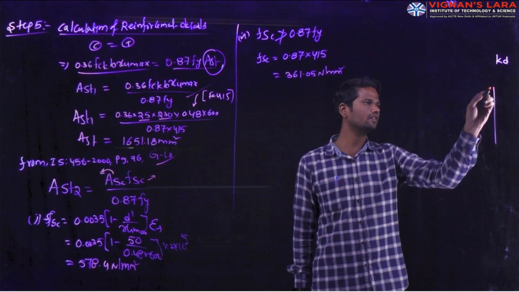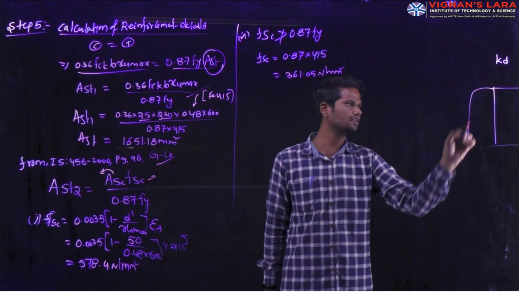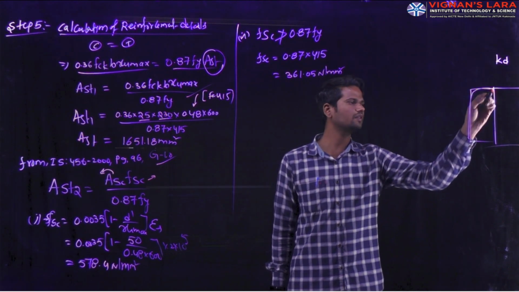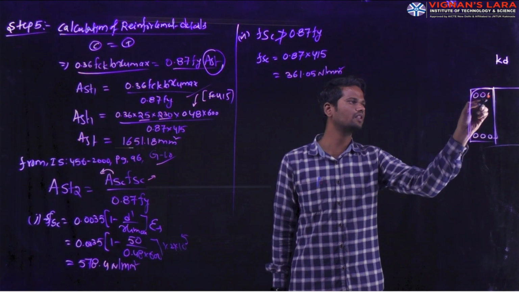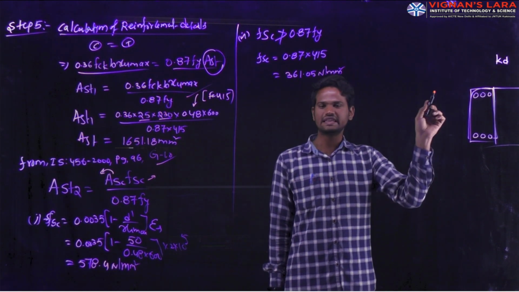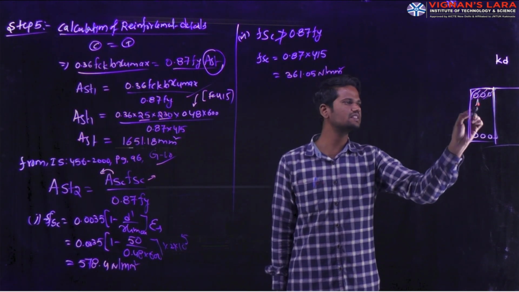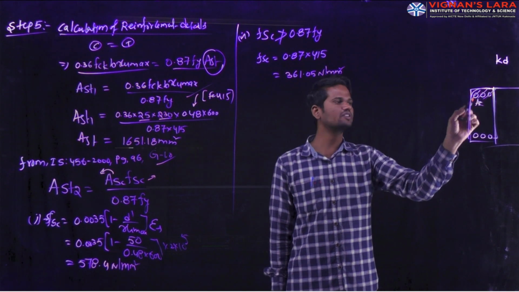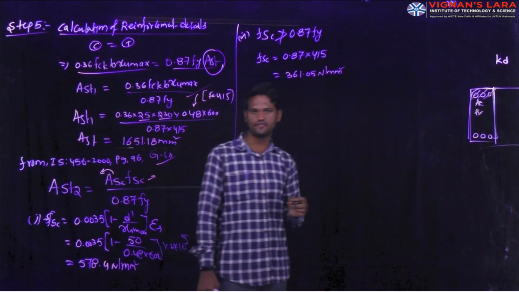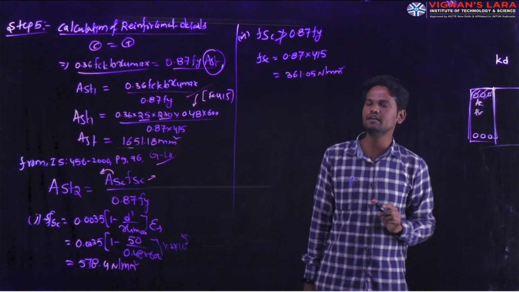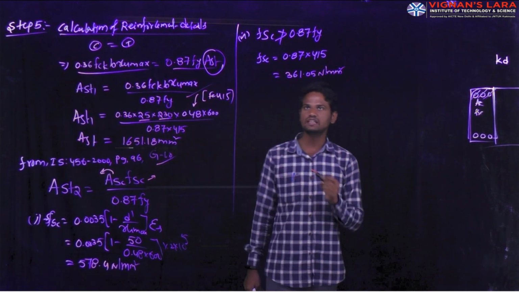Suppose this is your rectangular beam. For this rectangular beam, I am providing reinforcement in the top portion as well as reinforcement in the bottom portion. Asc is the area of the steel reinforcement in the compression face. fsc is the stress acting in the steel in compression. That we have to calculate before calculating the area of the steel Ast2.